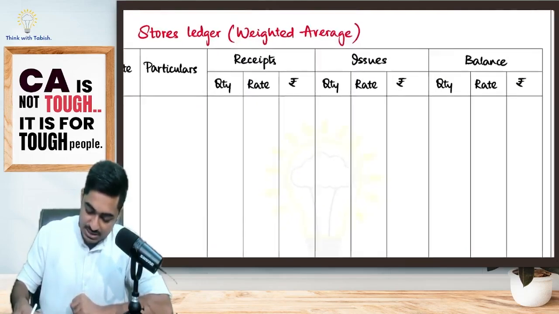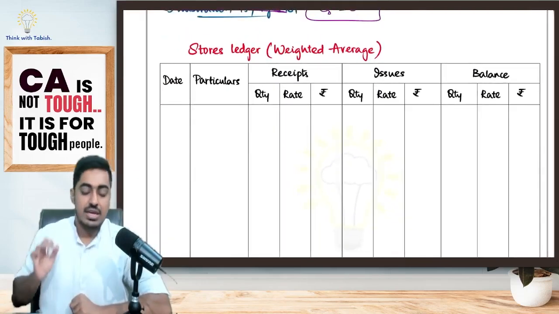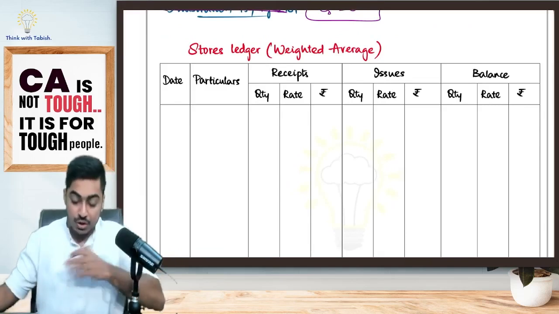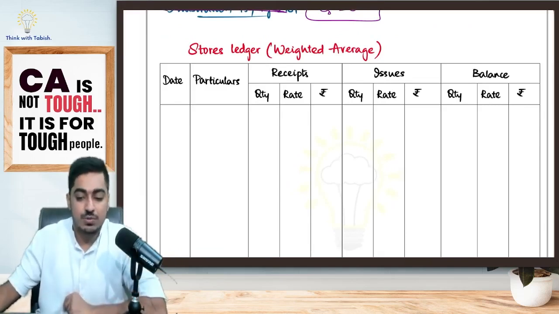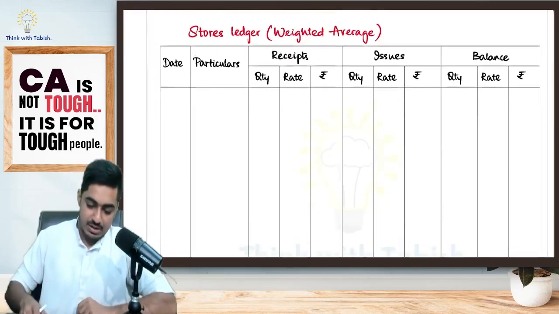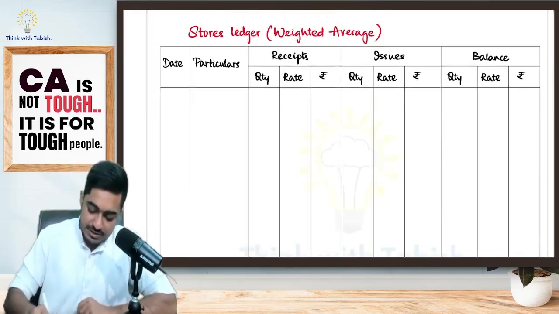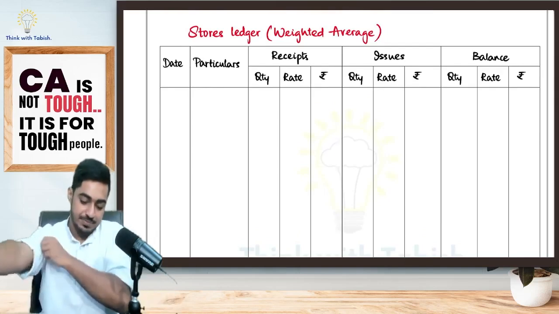Yes, take out a fresh page, prepare a stores ledger. I'm giving you 2 minutes to draw columns for the stores ledger. Then we'll start solving. Okay. Now, one by one, slowly, steadily, let us keep doing.